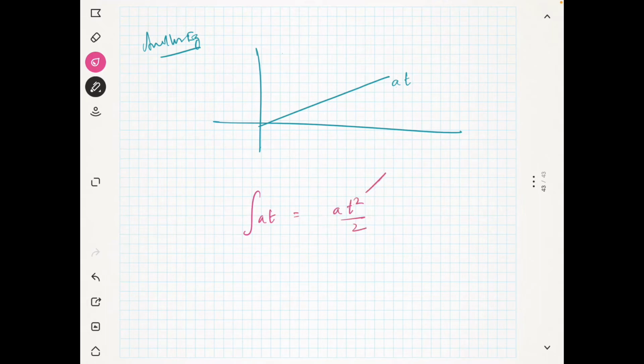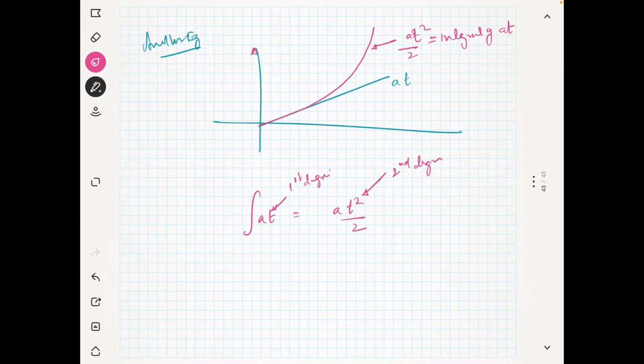That means this becomes second degree and this was first degree, and this is now second degree. So the degree is increasing. So it will be like this, you will get something like this. So this is A by 2 into T square. Okay, so this is the integral of A into T.